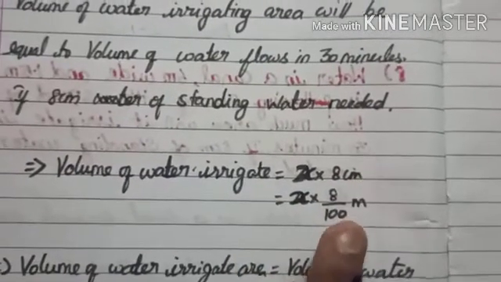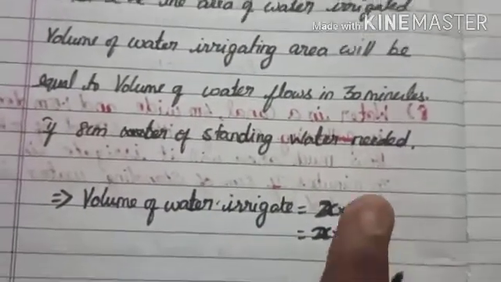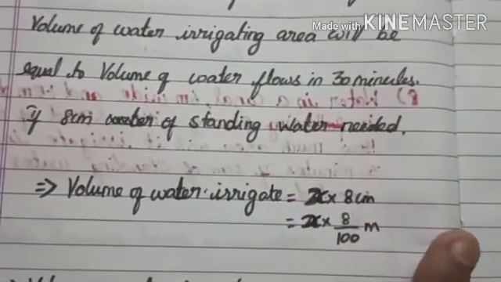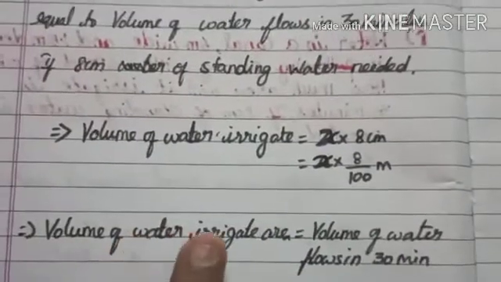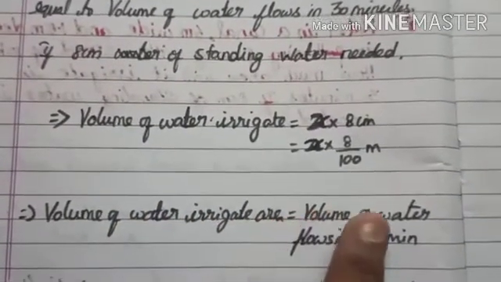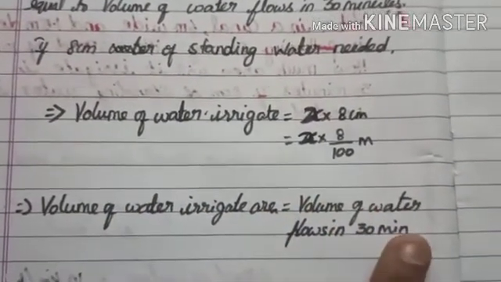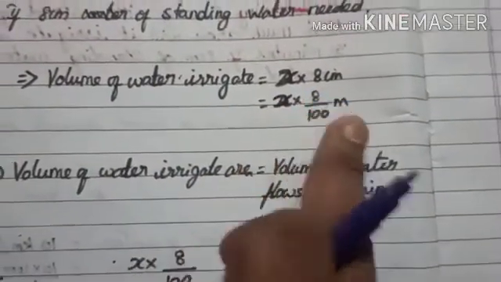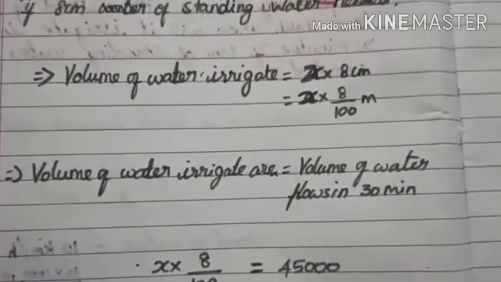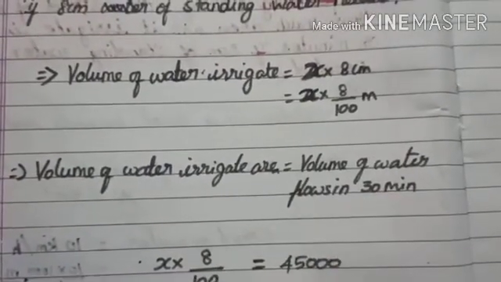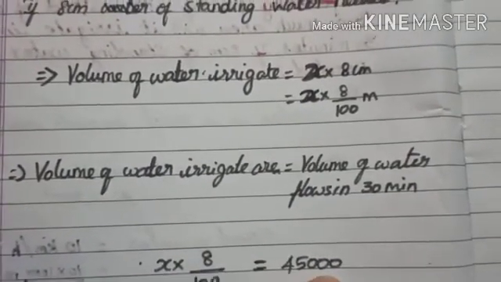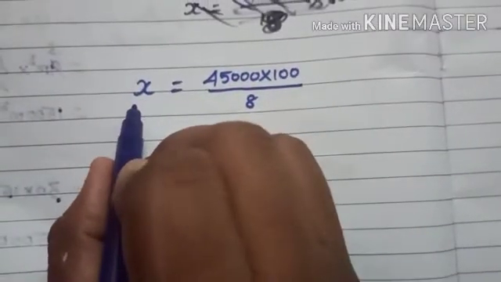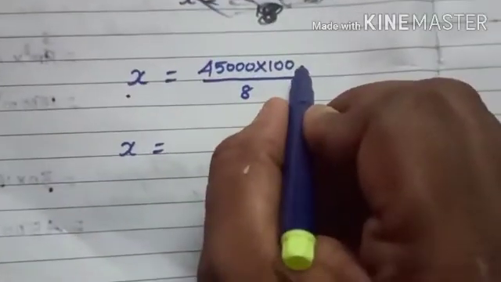We convert centimeter into meter, because all the values are always in meter. That's why I converted it to 8 by 100 meter. So the volume of water irrigated area is equal to the volume of water flowing in 30 minutes. You know that the volume of water irrigated is equal to x into 8 by 100. And in 30 minutes you got 45,000. So now you take 8 and x, you keep it here, and 100 becomes multiplication, and 8.